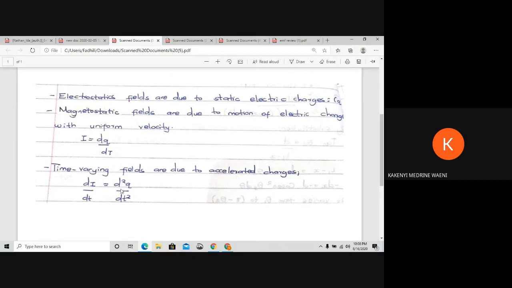It will be the squared. You differentiate I a second time. You differentiate I, so it comes to di over dt is equal to d squared q over dt squared.